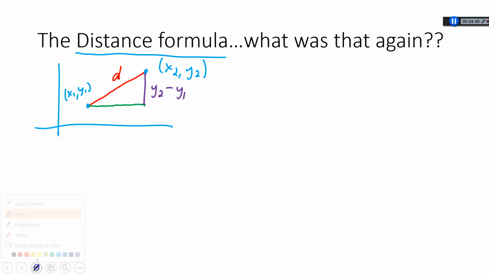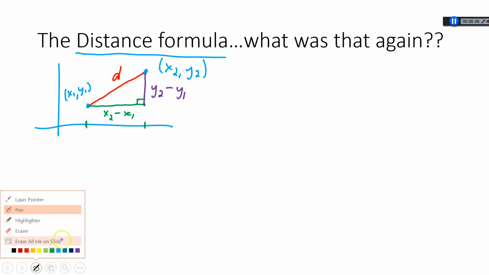The green distance over here, that green distance is just the differences of the x-coordinates, right? If we think about the x-coordinates here on the x-axis, we can just subtract them to find that distance. That's x2 minus x1. And what have we created here? Well, we've made a right triangle.